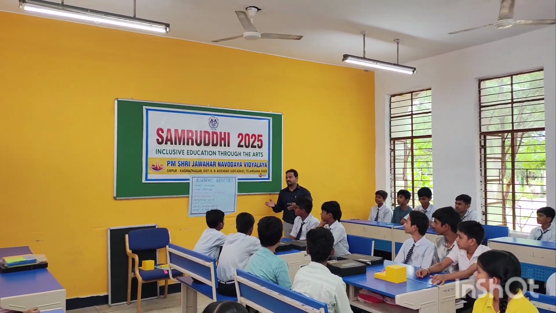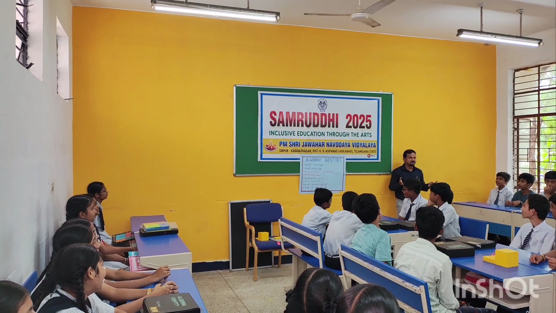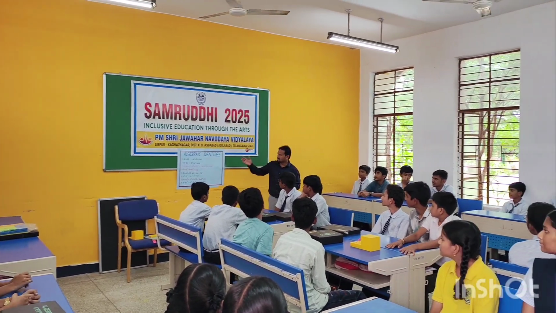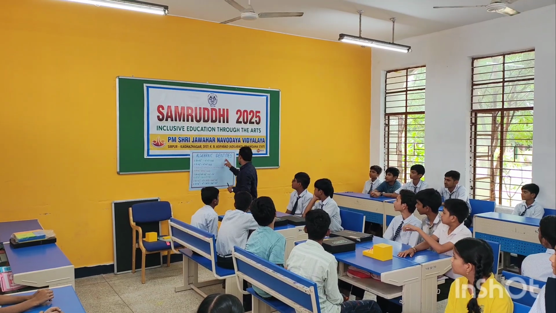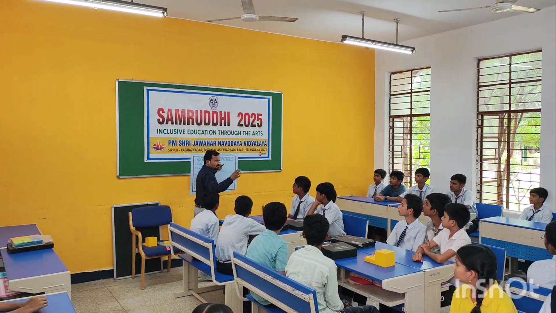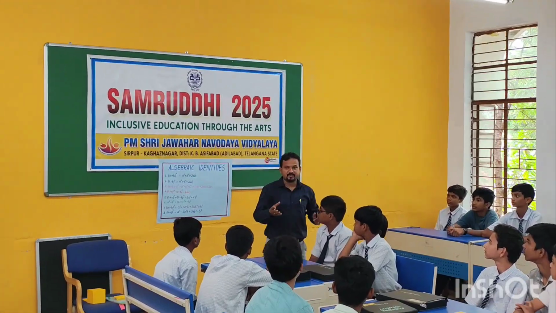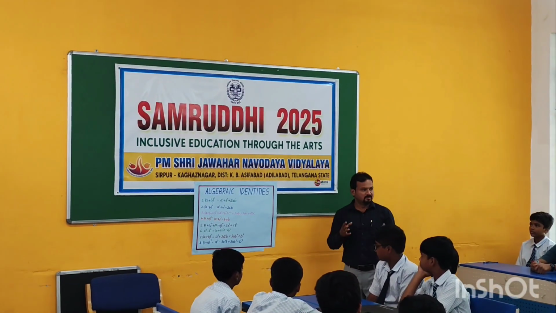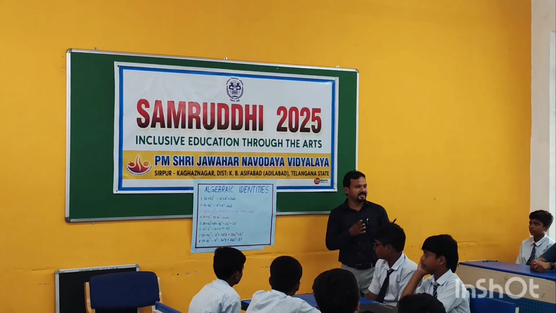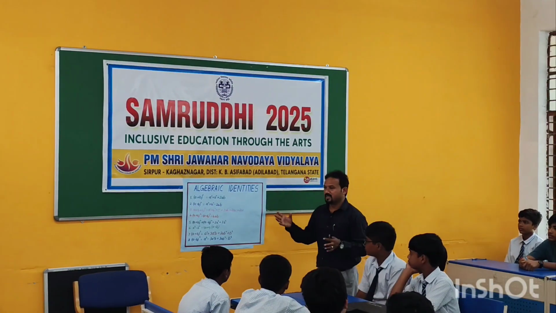Today we are sitting here with a purpose: we are going to discuss and learn the algebraic identities. In mathematics, an identity is a mathematical statement which remains always true irrespective of person, place, and time. That is called an identity. So we have so many algebraic identities.